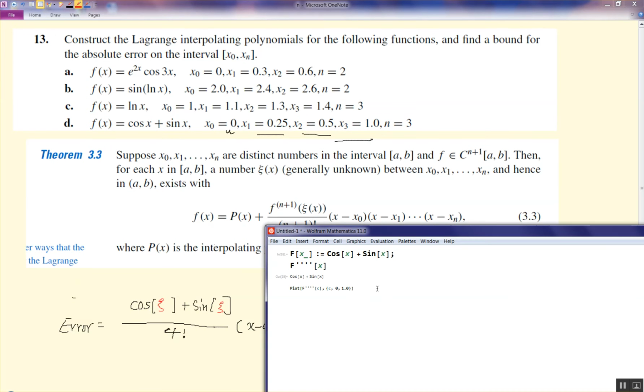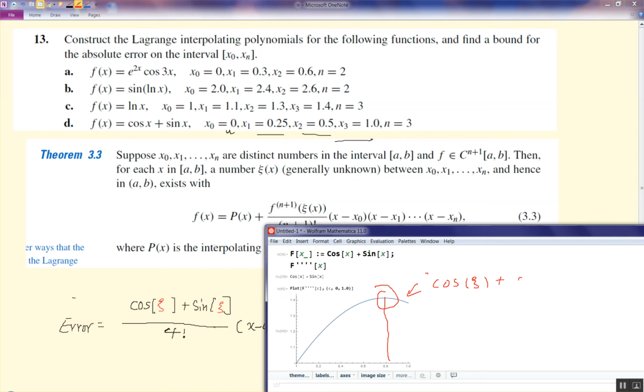I would like to run that, and it seems to me this is where the maximum occurs. We need to figure out these points, right? So how do we figure this out? Basically, this function here is cosine xi plus sine xi, and to find the maximum of this, you need to find its critical point. That means you need to find its derivative, set it to 0 and solve for xi. That's where the maximum will occur.